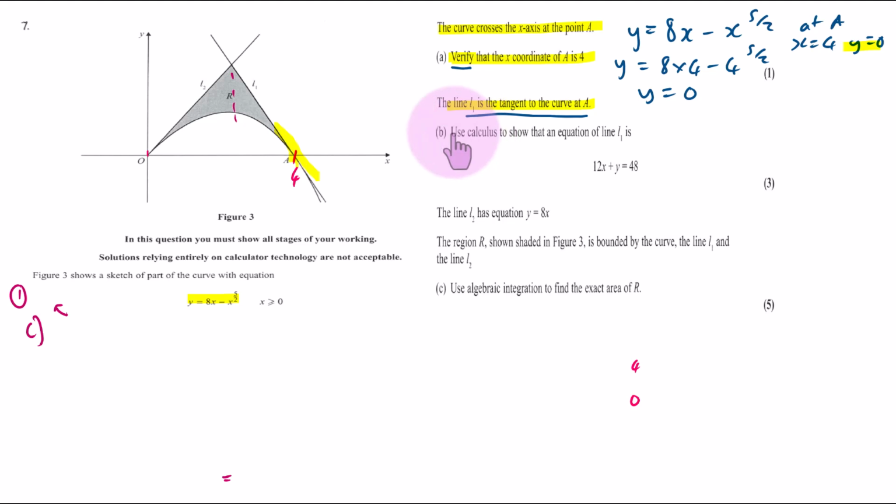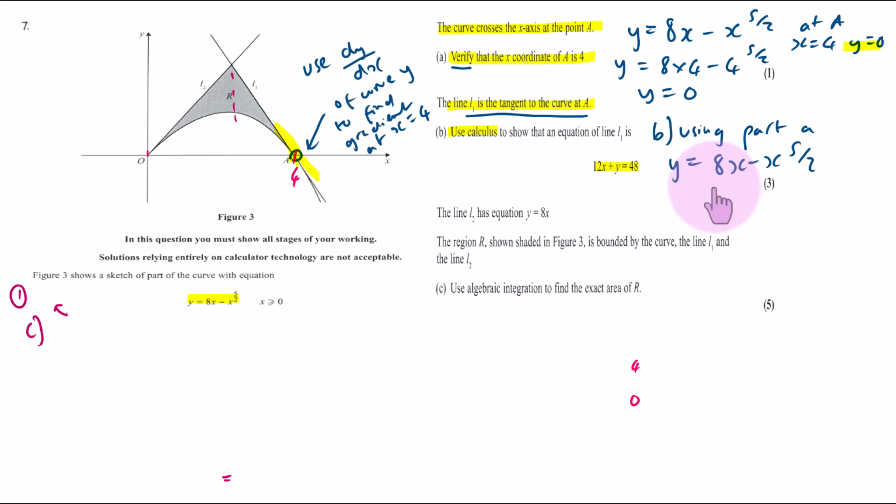It says use calculus to show that the equation of line L1 is like so. So calculus means we do dy dx. So remember, we multiply by the power and then decrease the power by 1. So our next bit will be dy dx equals 8 minus 5 over 2x to the power 3 over 2.